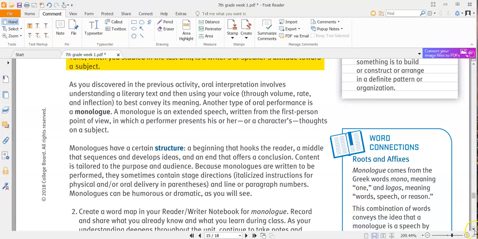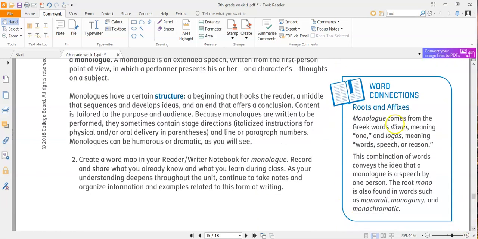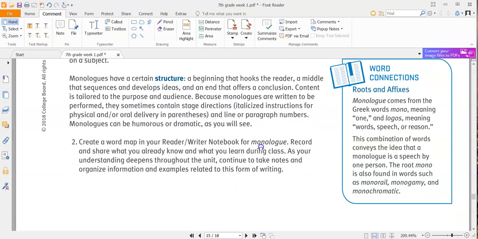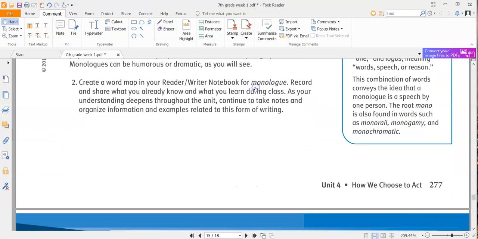So here on the side, it explains that the word monologue comes from the Greek word monos, meaning one, and logos, meaning words, speech, or reason. Okay? So here are some other words that contain mono. Monorail, monogamy, monochromatic. So here it says create a word map in your reader, writer notebook or monologue. Record and share what you already know and what you learned during class.